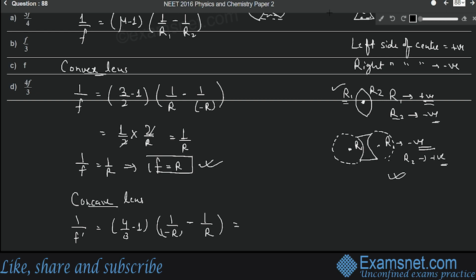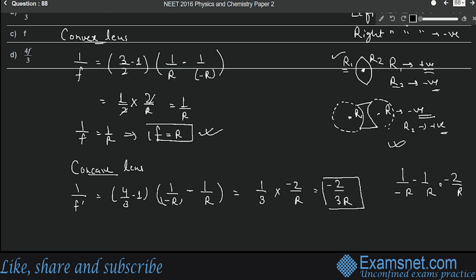Okay, now on solving this, 4 by 3 minus 1, that is 1 by 3 into 1 by minus R minus 1 by R, that means minus 2 by R. Okay, so into minus 2 by R, so minus 2 by 3R. This is the value of 1 by f dash, but we have seen that f is equal to R. So in place of R we can put f, right? So this is equal to minus 2 by 3f. Okay, this is the value of 1 by f dash in terms of f, because all the options are given in terms of f.